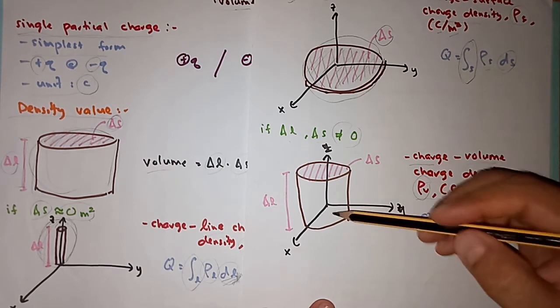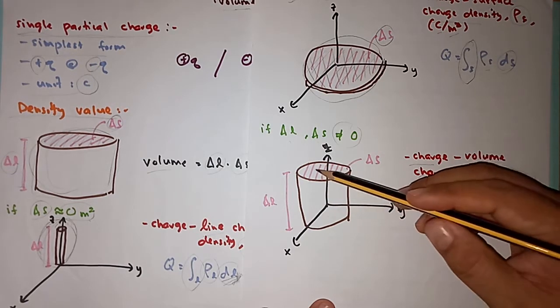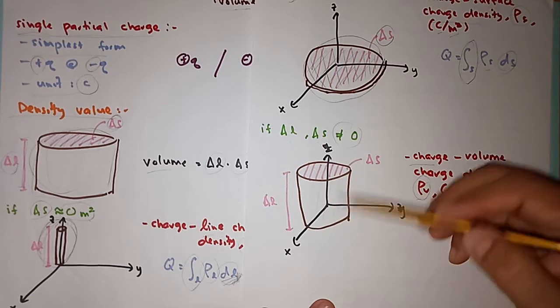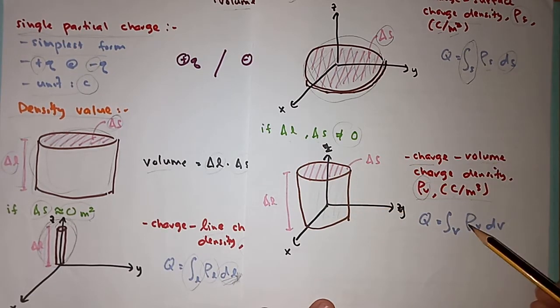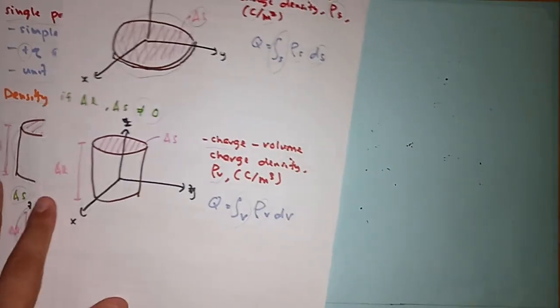Therefore, in order to find the total charge in this particular shape, we just perform a volume integration of rho v dot dv. Alright, so in order to understand this topic better, let's look at some examples.